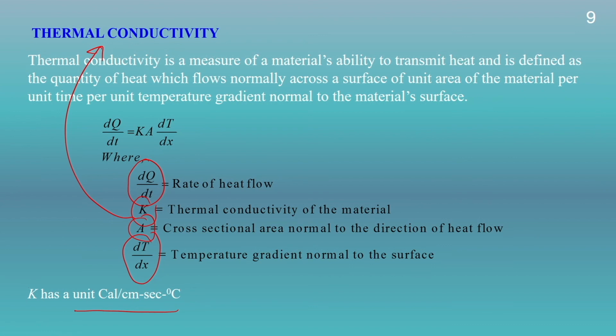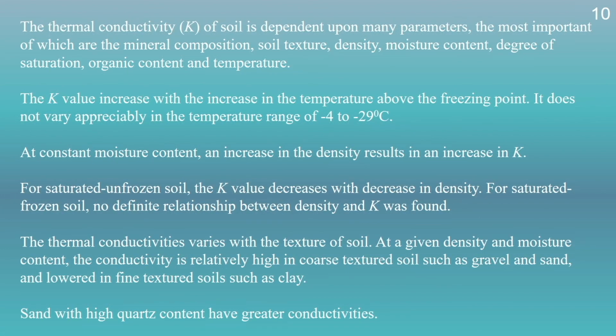The thermal conductivity of a soil depends on many soil parameters, like the mineral composition, what kind of mineral it has. It depends on the soil texture, the density, the moisture content, the degree of saturation, the organic content, and the temperature. K generally increases with increase in temperature above the freezing point, and it will not change in the temperature range of -4 to -29 degrees centigrade.